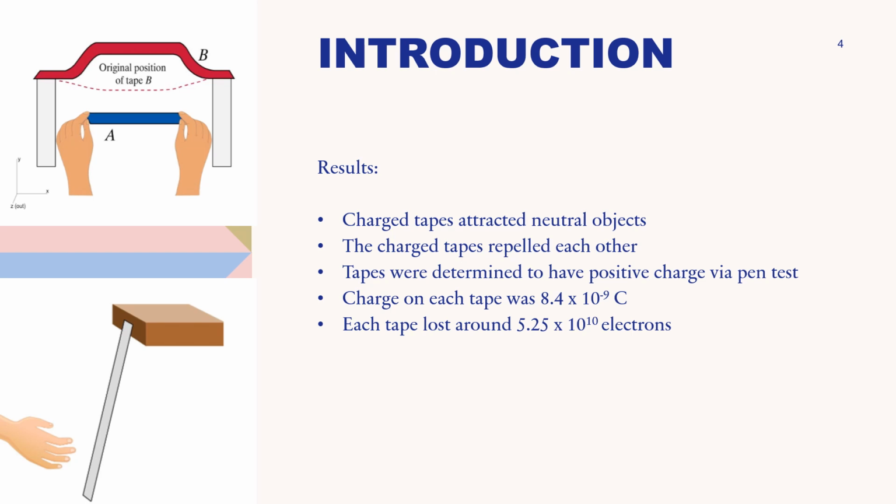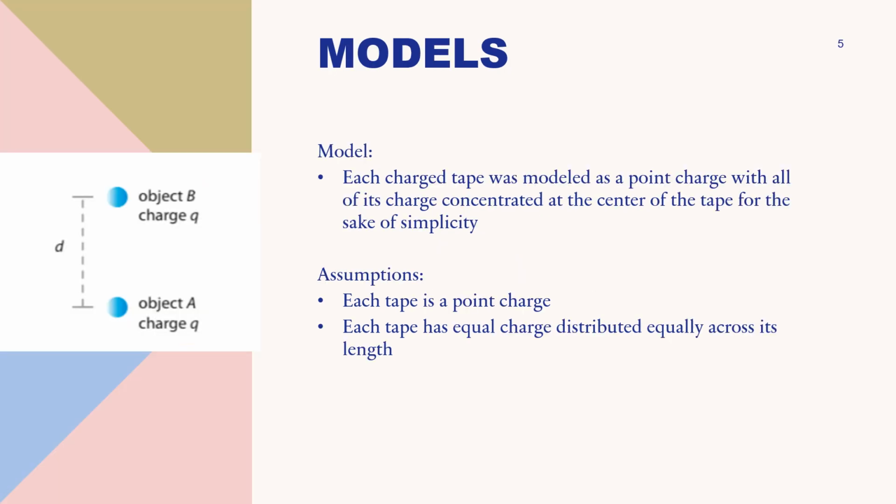A preview of the results. Charged tapes attracted neutral objects. The charged tapes repelled each other. The tapes were determined to have a positive charge via the pen test, discussed later. Charge on each tape was 8.4 times 10 to the negative 9th coulombs, and each tape lost around 5.25 times 10 to the 10th electrons.